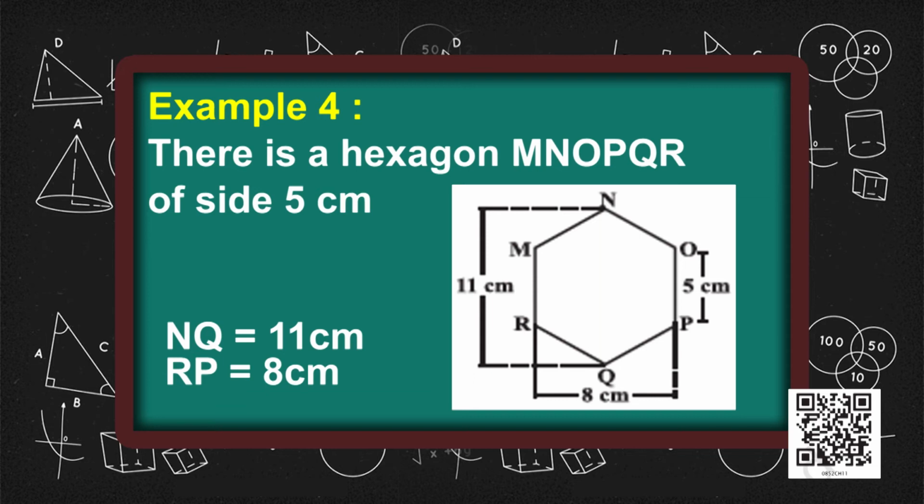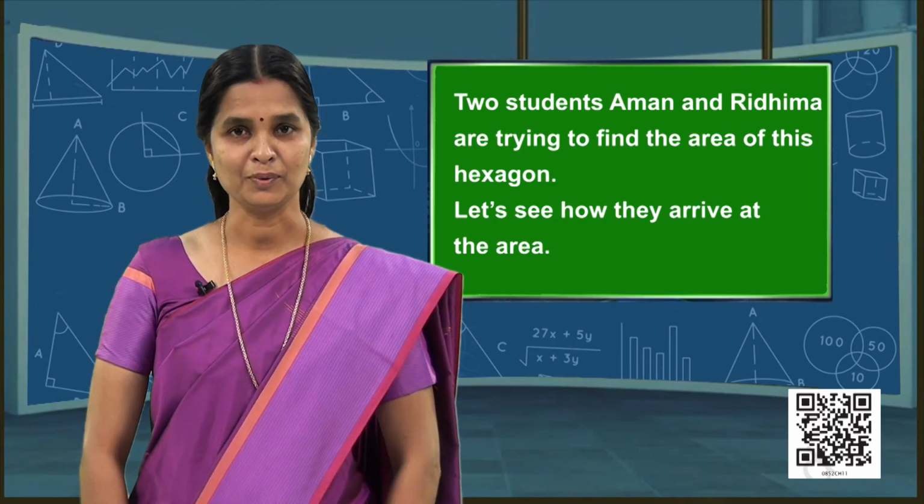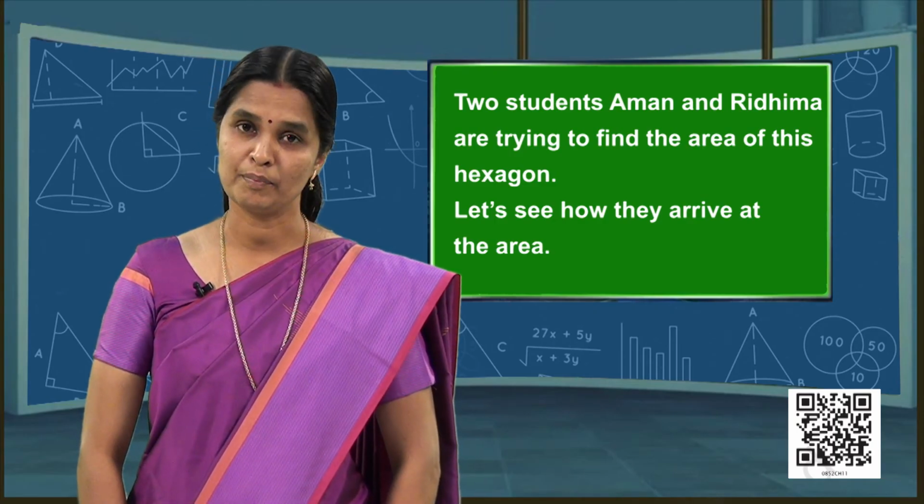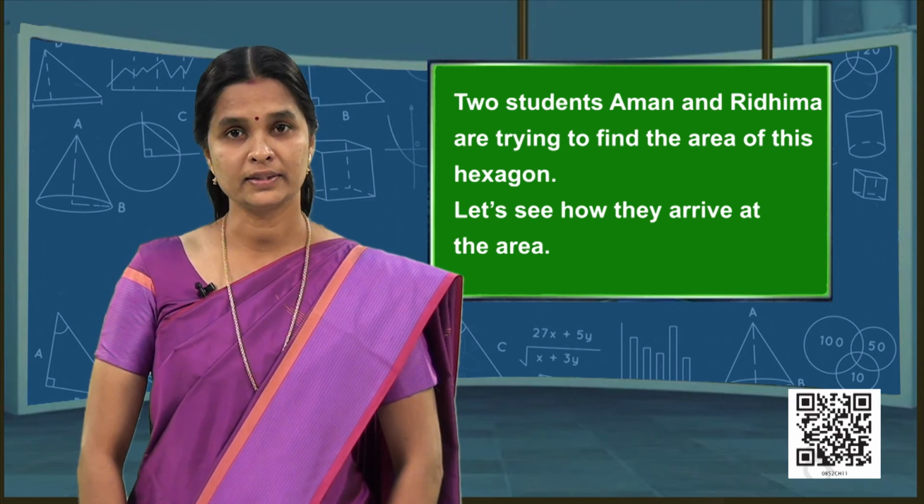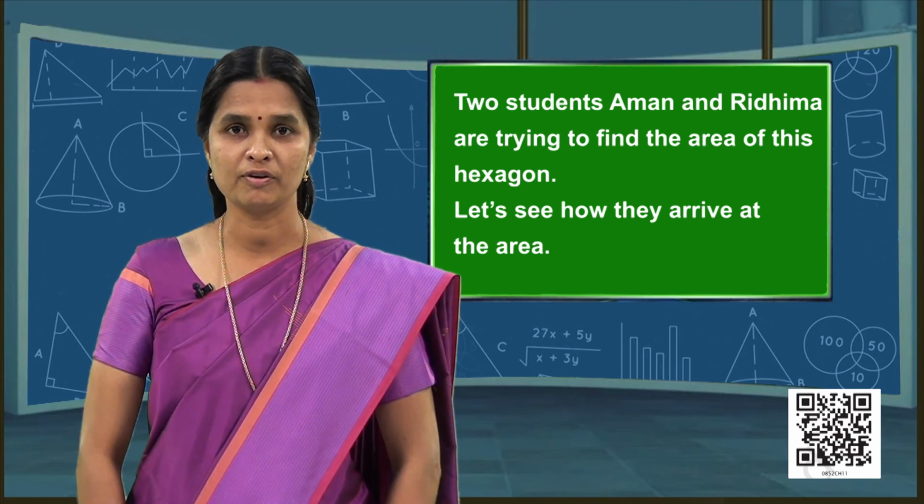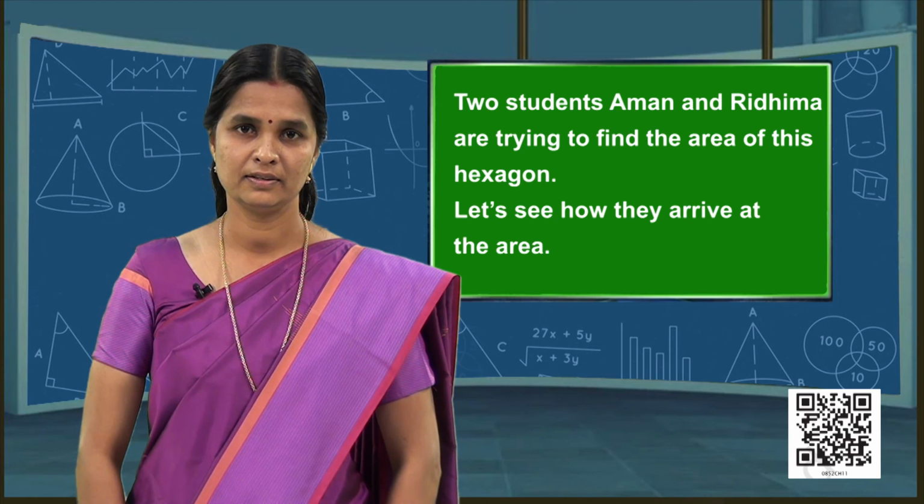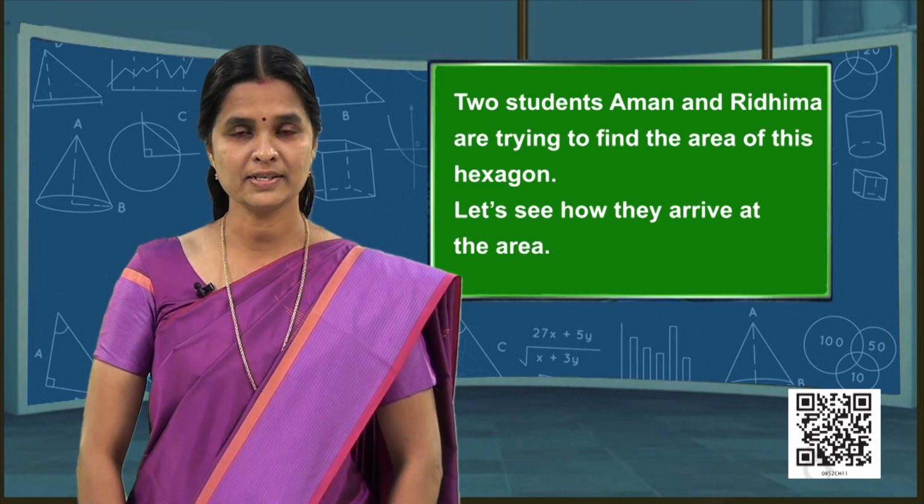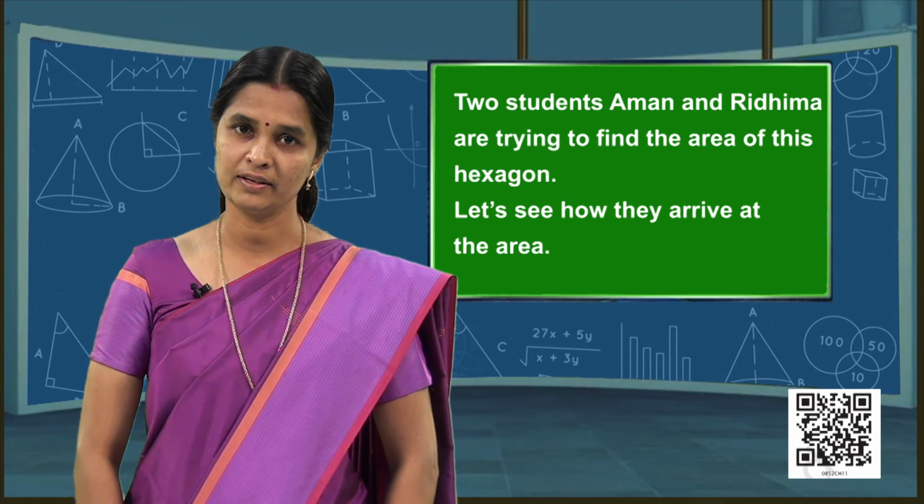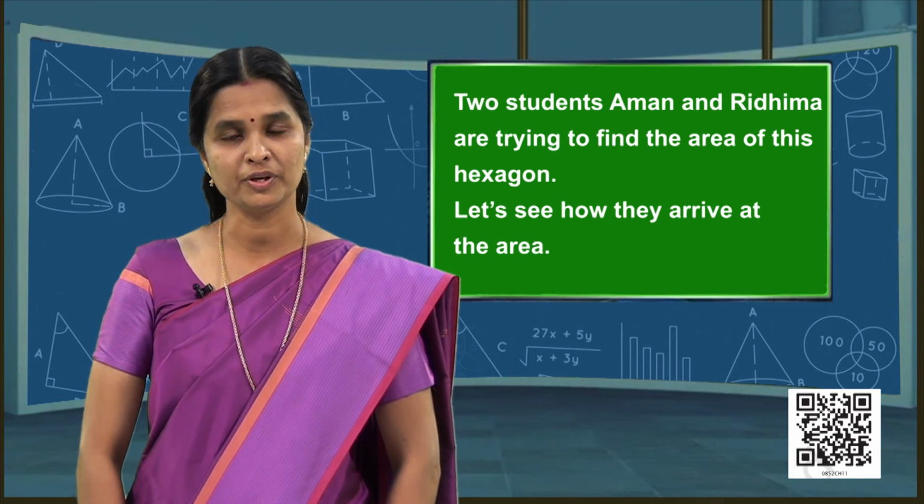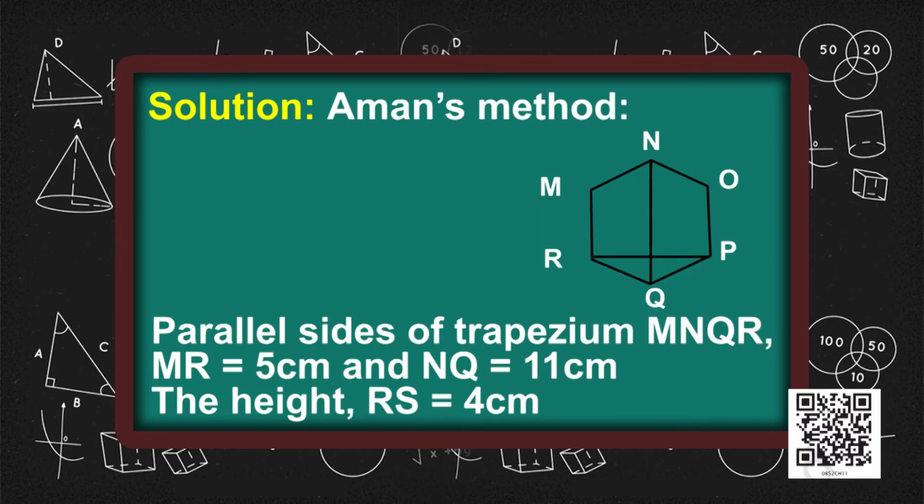Also, the distance from N to Q is given as 11 centimeter and the distance from R to P is given as 8 centimeter. Now, two students, Aman and Ridhima, are trying to find the area of this hexagon in their own way. Let us see how they arrived at the area in two different ways. Solution.